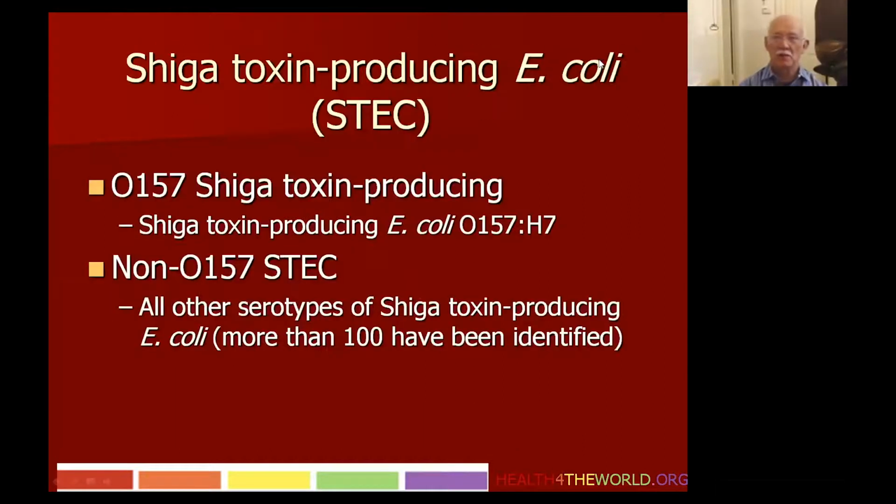The Shiga toxin producing E. coli are a particular problem because of the Shiga toxin. And there are some of the Shiga toxin E. coli which do not have the O157 type. There are many types of Shiga toxin producing E. coli. More than 100 have been identified, but they are less problem than those that produce the Shiga toxin.